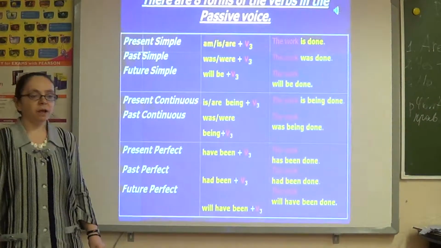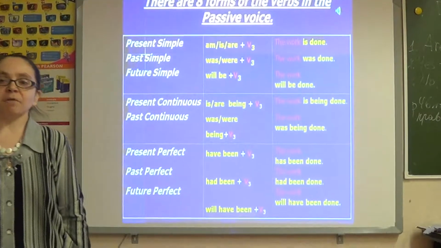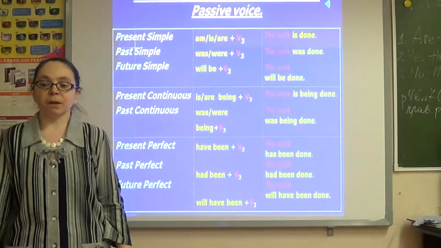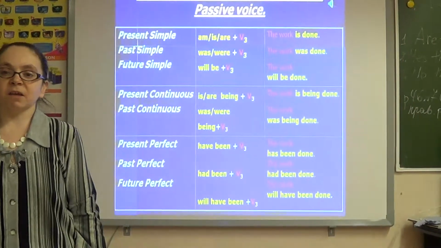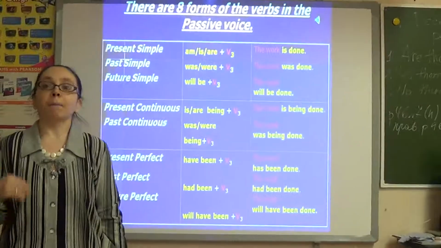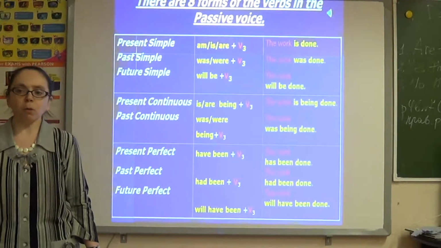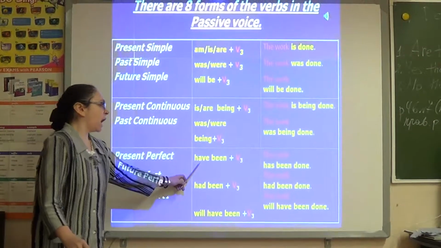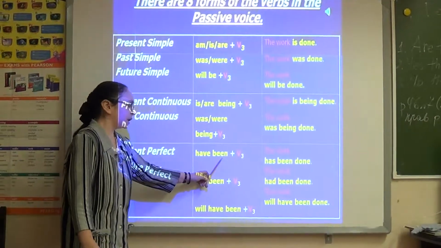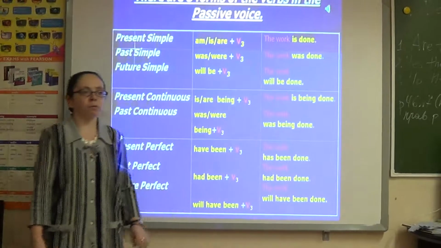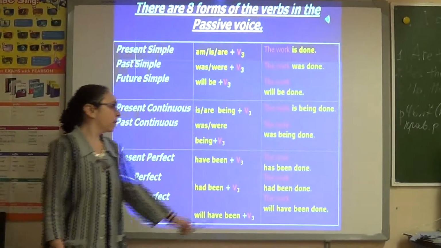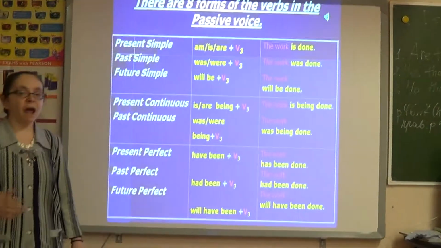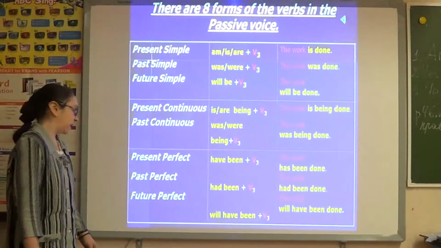Present perfect is formed with have, has plus the past participle. The past participle of the verb to be is, as you hopefully remember, been. So, to form present perfect passive, we need have or has been plus the third form of the main verb. The work has been done. Someone has done this work already.